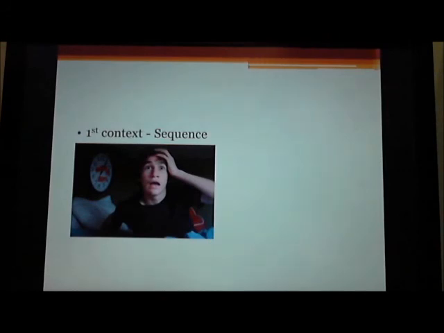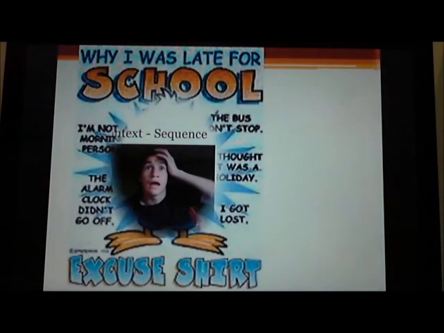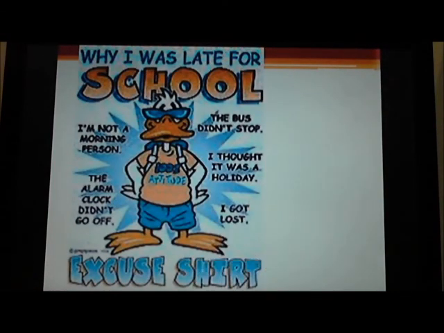Okay, so this is the first context. It's a sequence. The children were shown a series of 5 different pictures about a boy who was experiencing a series of problems that prevented him from getting to school on time. And that's just a little funny cartoon I found while I was late for school.